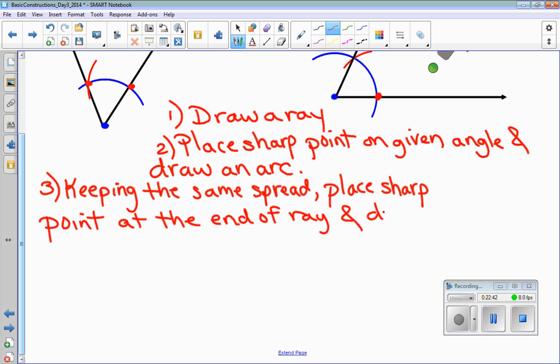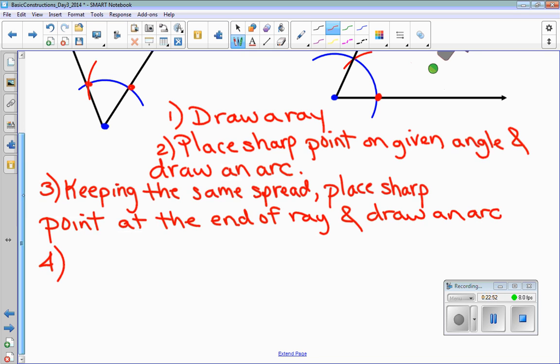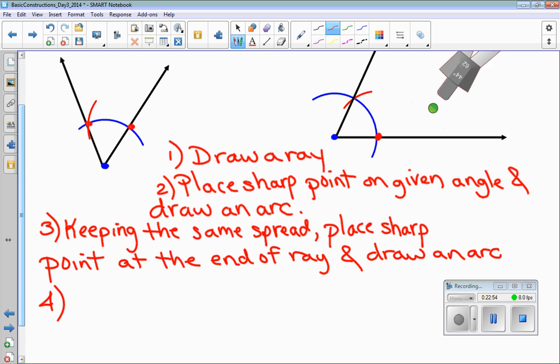And then I drew an arc, didn't I? I believe there's at least a couple more steps, because the only thing I have done according to the steps 1, 2, and 3 is what's drawn in blue on the constructions. Would you agree with that? It's just what's drawn in blue. So I have to add additional information.